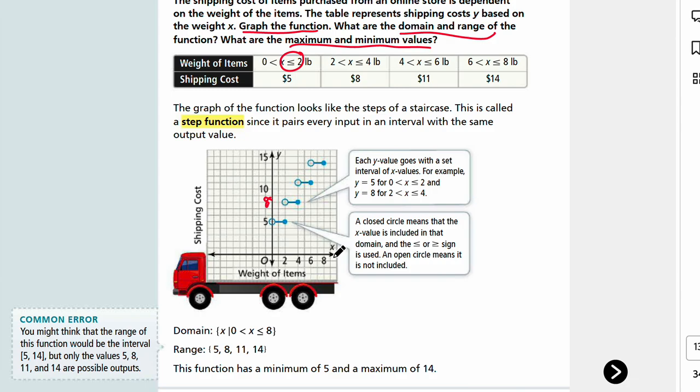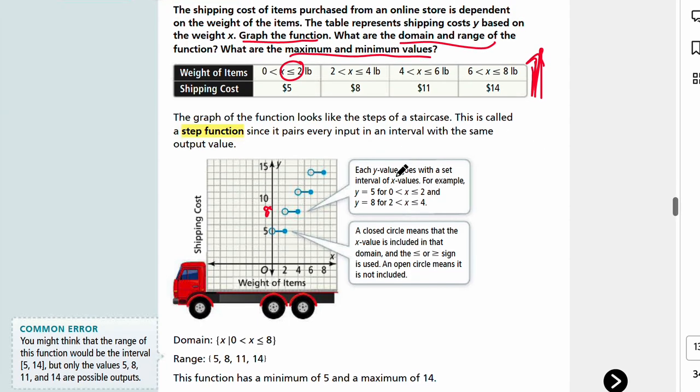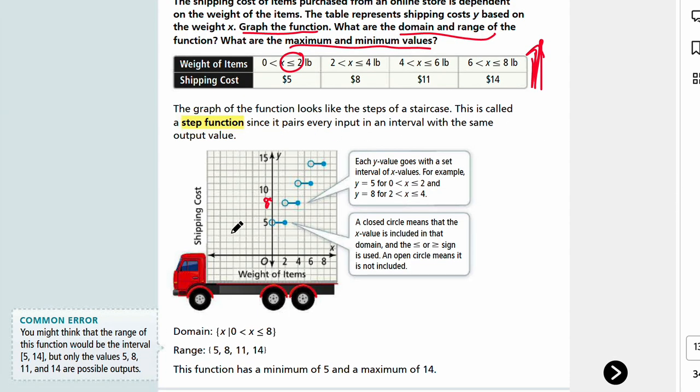So the domain would be any values that are greater than 0 and less than or equal to 8 because your table ends here. We're not going to assume that it goes on forever because in real life it doesn't. Okay, there's a weight limit and there's a shipping cost limit. So it ships until the item is 8 pounds. If it's bigger, maybe they use a different shipping method. I don't know. But in this scenario, we can only use weights from 0 to 8, not including 0.